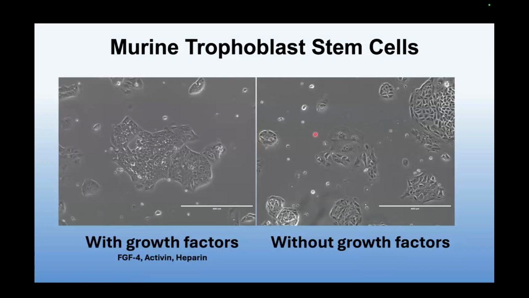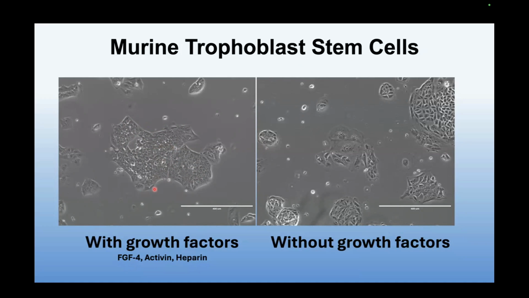So the cells we use to model that are these murine trophoblast stem cells, mouse trophoblast stem cells. They grow in colonies like this, with these growth factors: fibroblast growth factor, activin, and you have to add heparin to these because there's a lot of serum in there. You can keep them growing for many passages using these growth factors.